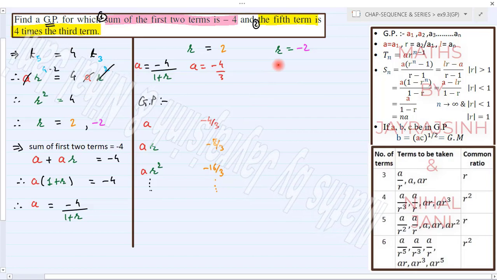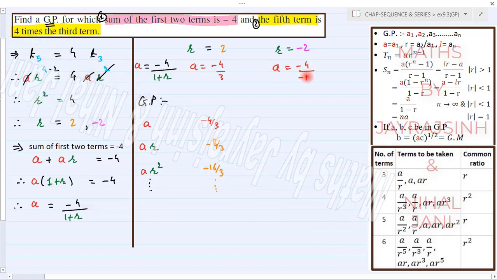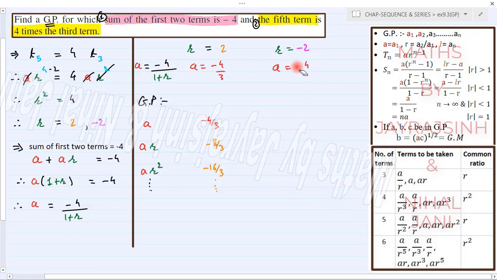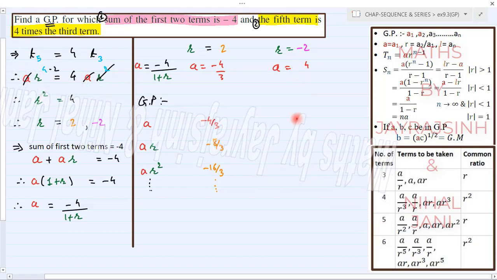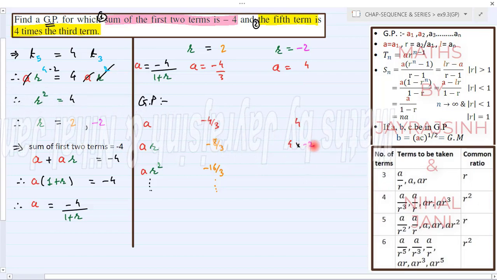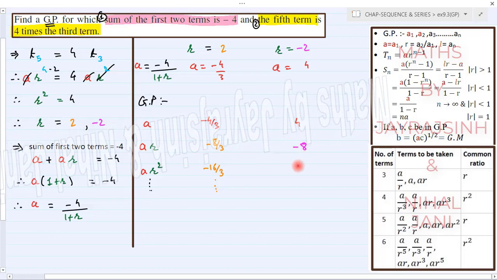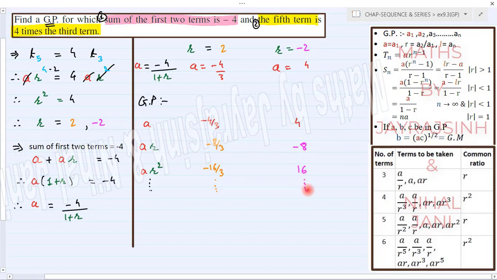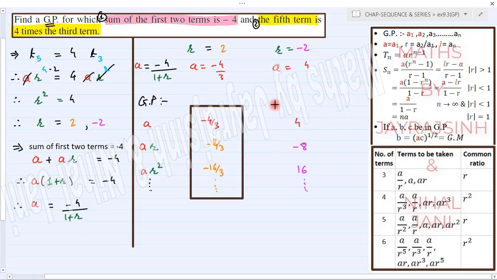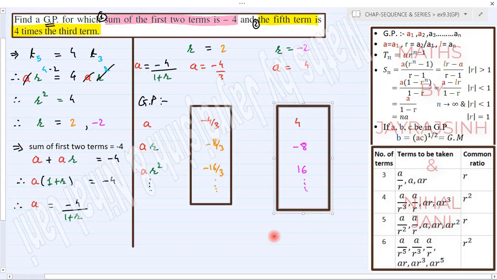And for r equal to -2, you will get a = -4 upon -1, or we can say 4. So your GP must be 4, then 4 into -2 will give us -8, then 16, and so on. So we get our 2 GPs as the answer. Ta-da!